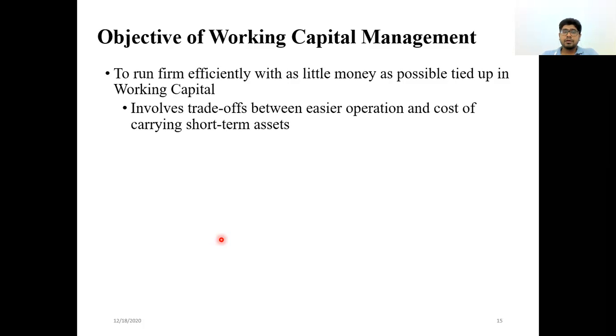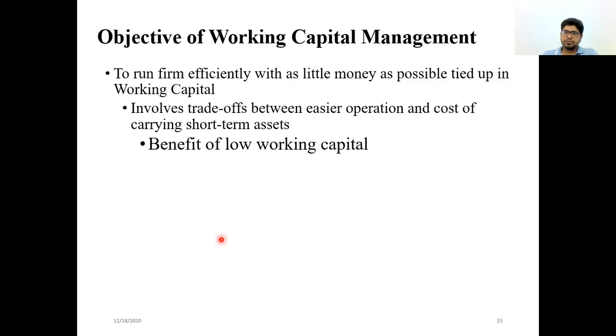If you have more investment in working capital, it's easy to manage your daily business, but you have to lose your profitability. And on the opposite side, if you are maintaining a low level of working capital in your company, it's very hard to manage the business on a daily basis, but you can end up with higher profitability, but it's risky. Keep it in your mind.